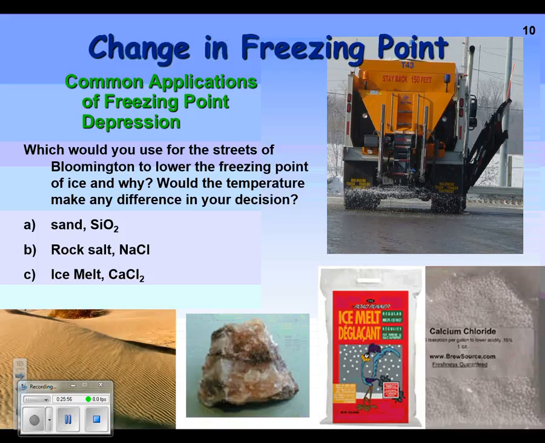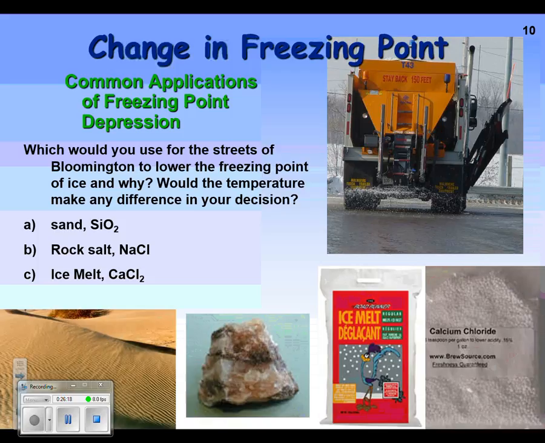Ice melt. Look at where they are, calcium and chlorine on the periodic table. What type of bond? Ionic. So it's going to dissolve into ions. What ions is it going to dissolve into? Calcium and 2 chlorines. So it's going to have an I factor of 3.